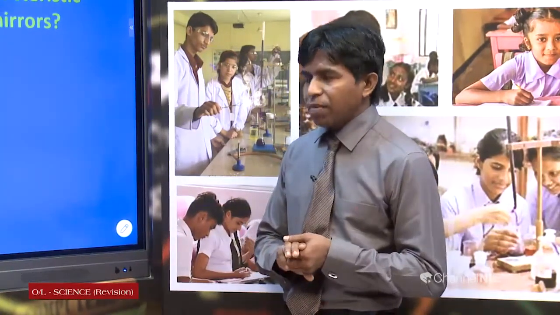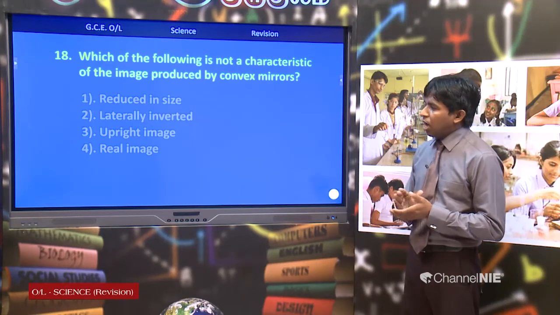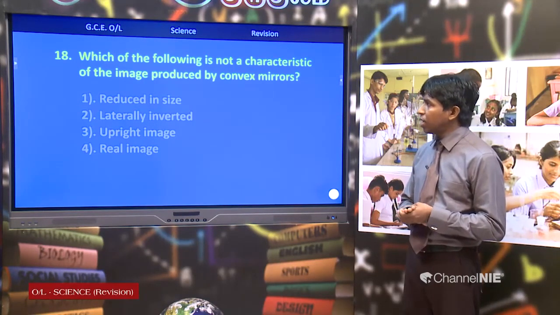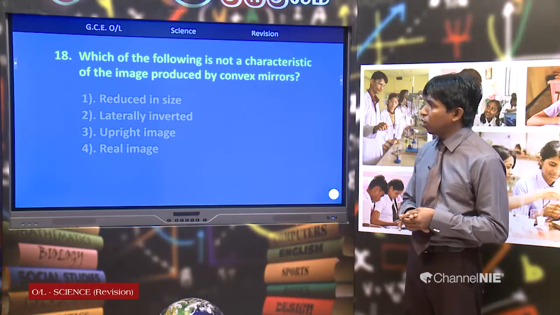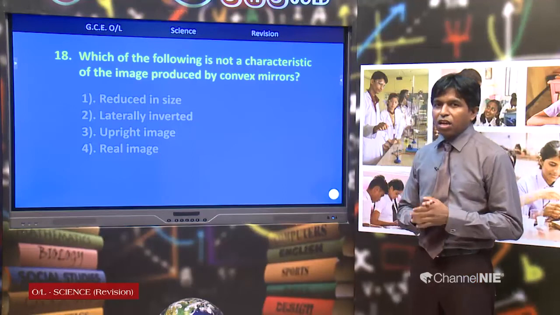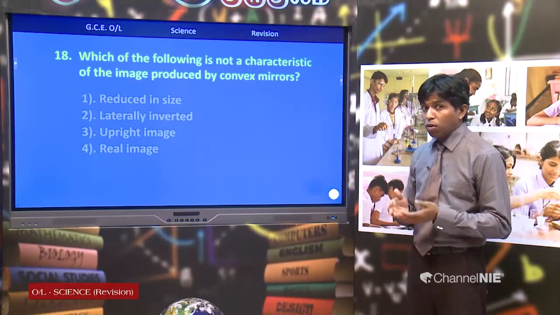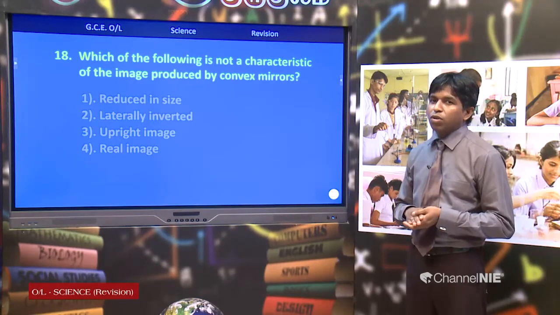Third one, upright image. So, upright or erect image, that is also correct. Last one, real image, that is the incorrect one. In the question they are asking about what is not a characteristic of the image. The fourth one, real image. Remember, convex mirrors and plane mirrors are always forming virtual images.